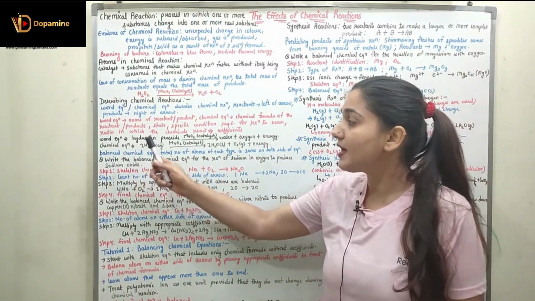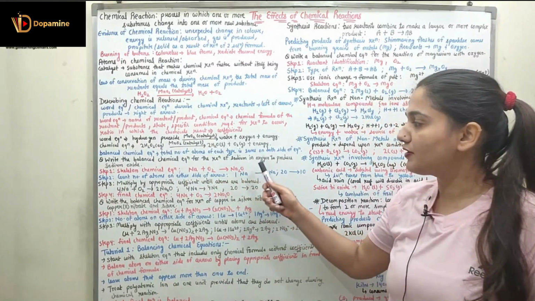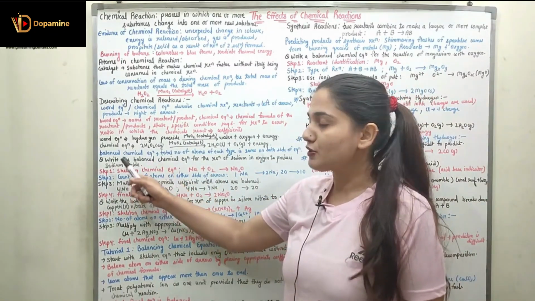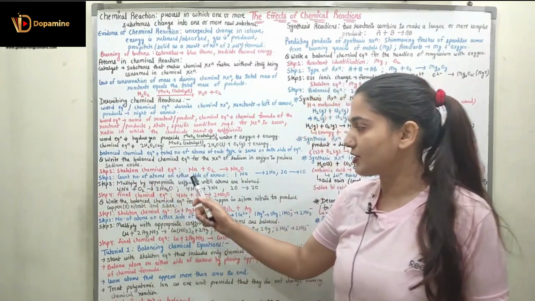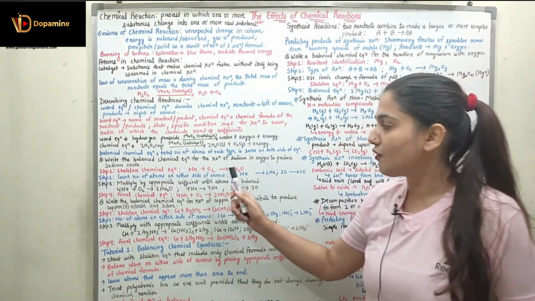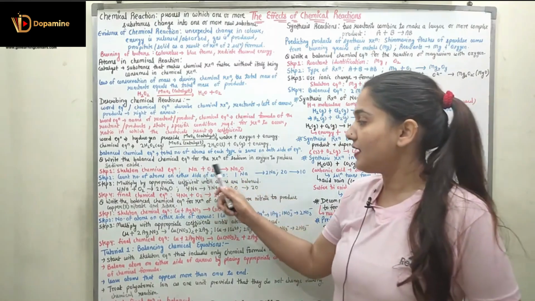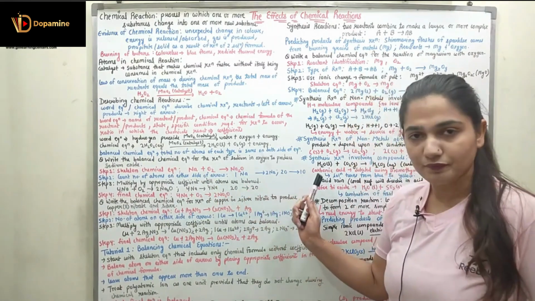The first question states, write the balanced chemical equation for the reaction of sodium and oxygen to produce sodium oxide. So first of all we have to write the skeleton equation. The skeleton chemical equation for the reaction of sodium and oxygen to produce sodium oxide is Na plus O2 gives Na2O, right?